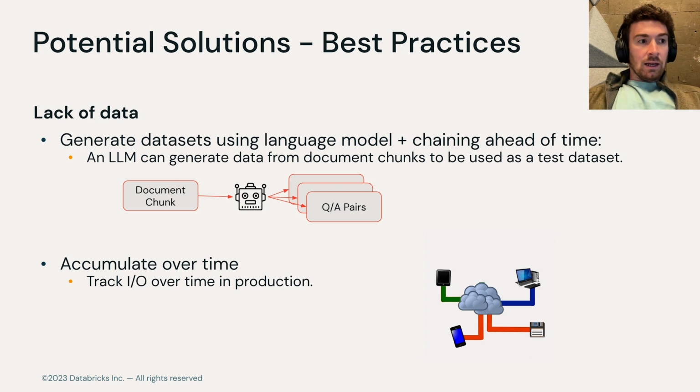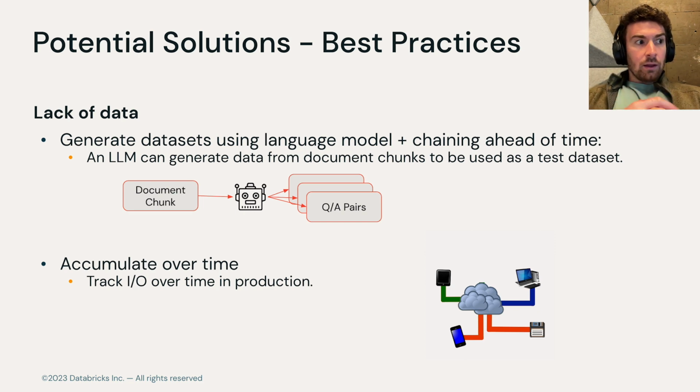So in the example of question answering over a document, if you want to generate a test set for it, one chain that we commonly use to do that is a chain that splits the document up into chunks, and then for each chunk, you ask the language model to generate a question and answer pair, and that becomes kind of your test set for this application.